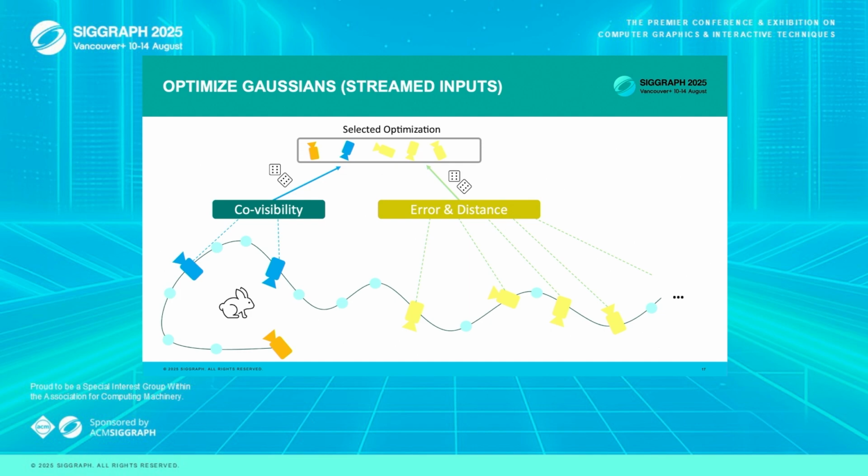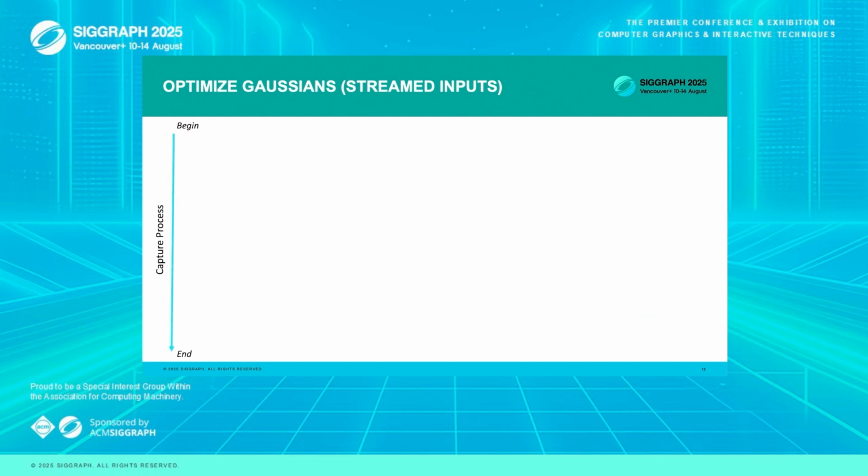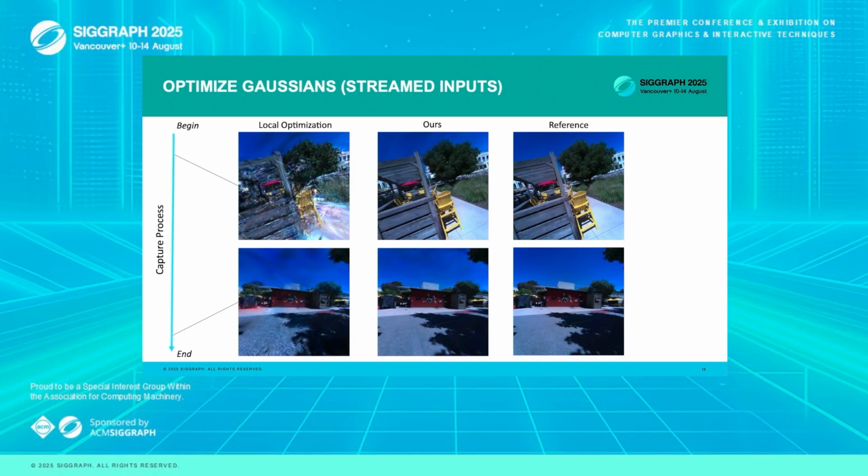Right, now let's see some results over time. As you can see here, across the capture session, no matter at which timestamp, our strategy maintains a high-quality global map without sacrificing performance. That's basically the method. With the method in place, let's look at the results now.